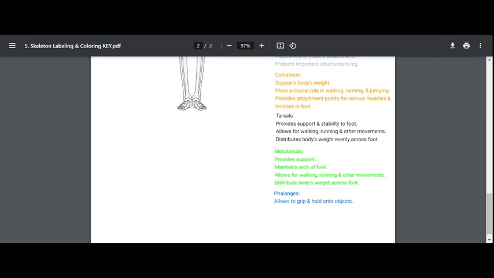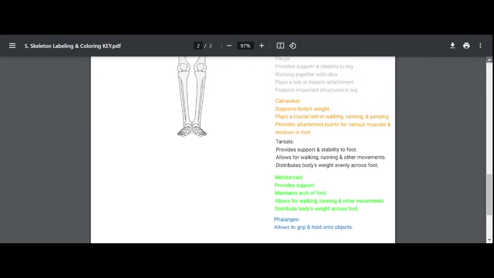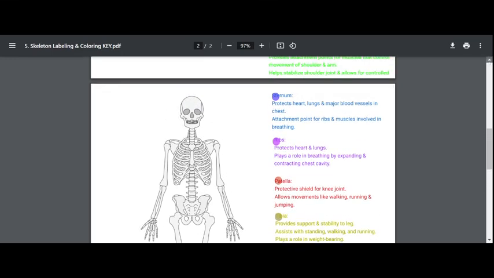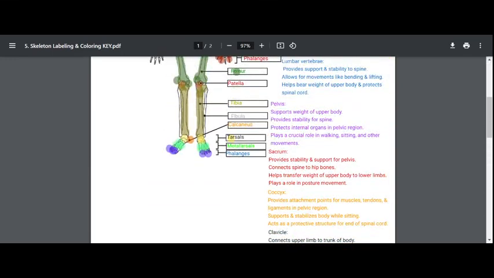And then we have the tarsals in yellow, and the tarsals provide support and stability to foot, allows for walking, running, and other movements, distributes body's weight evenly across foot. So again, in yellow right here, we have the tarsals.